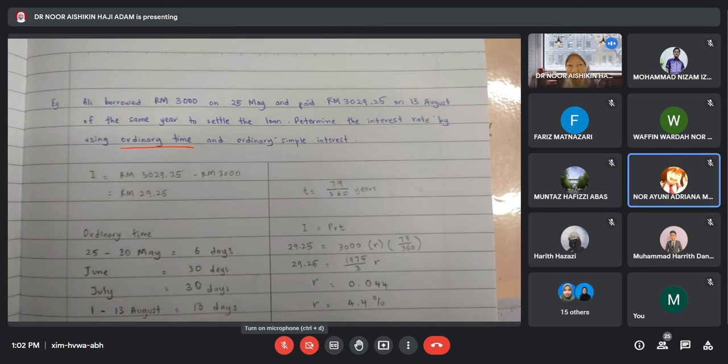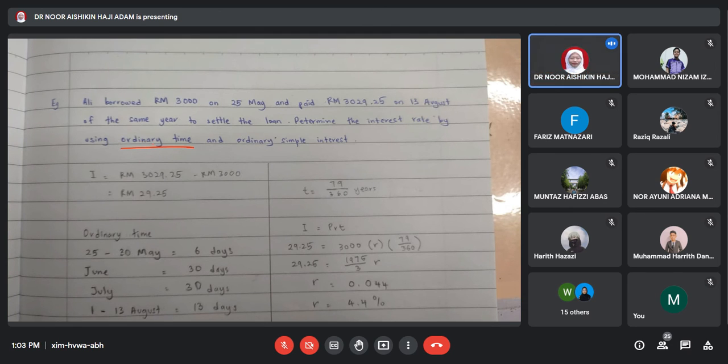No. 30 hari saja. Tak boleh 31 hari. Okay. Ordinary time atau approximate time ya. We approximate every month ada 30 days. Kalau ordinary simple interest pula, 360. 1 year ada 360 days. So ni 30 days in a month. Ini pula 360 days in a year.